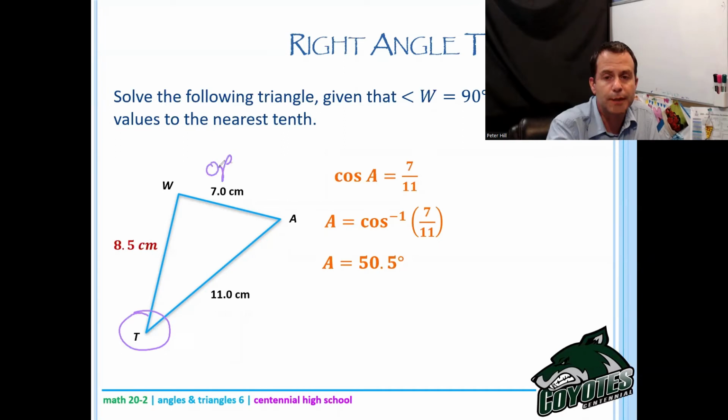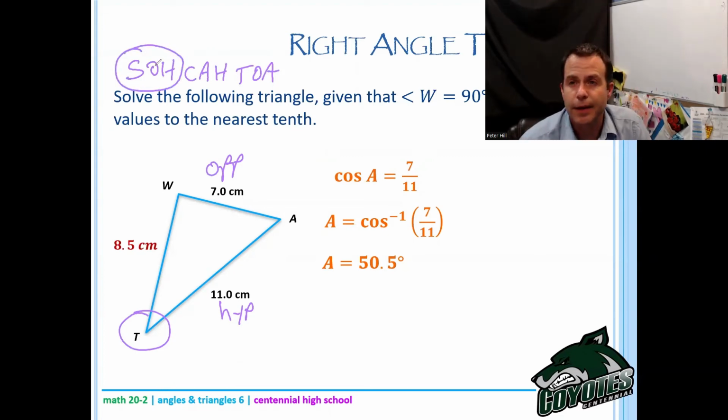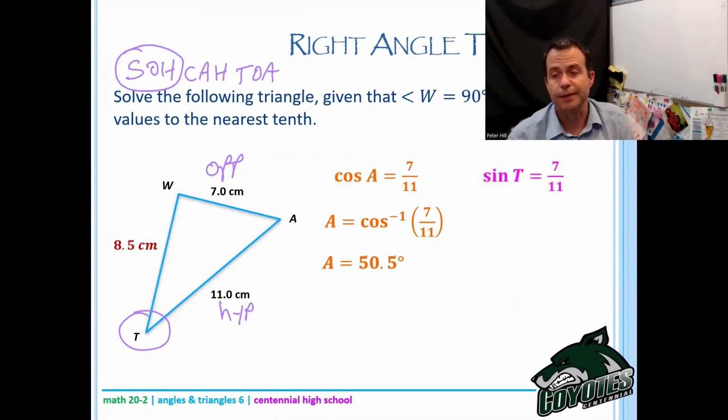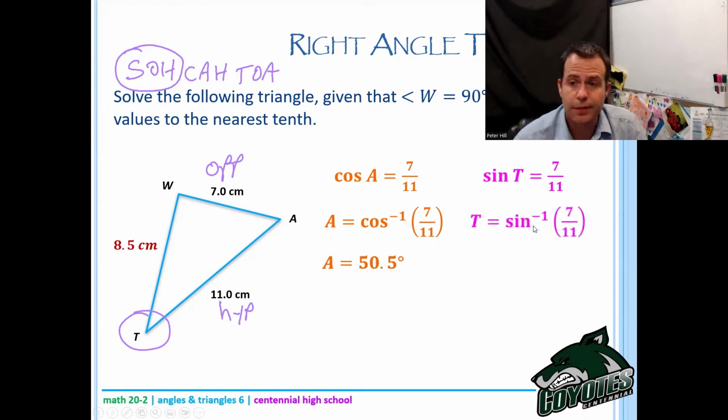The 7 will become my opposite. The 11 will still stay as my hypotenuse. So I'll be looking at opposite and hypotenuse. If I think about SOHCAHTOA, who uses opposite and hypotenuse at the same time? Oh, it's sine. So I'm going to set this up as sine of T is 7 over 11. And that means T will equal the inverse sine of 7 over 11. And then T will be 39.5 degrees when I put that in my calculator.